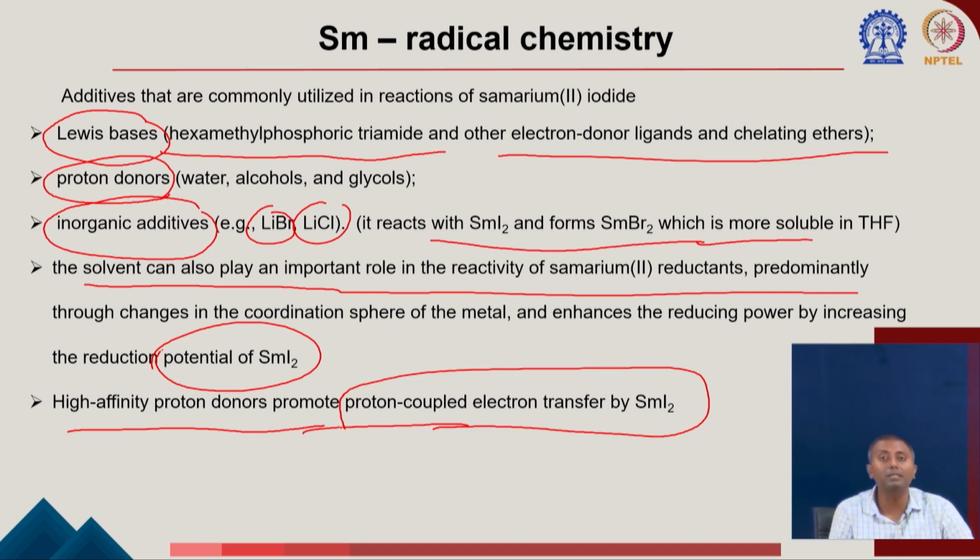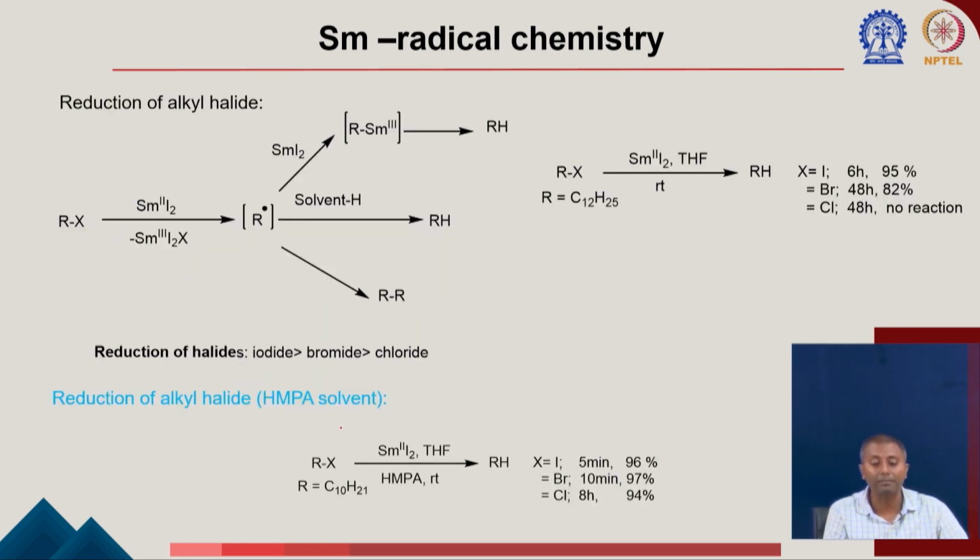So, the most important fact is, among these additives, some of the additives like lithium bromide help with the solubility, but other additives, HMPA or the protic additives, actually form some sort of a complex with the samarium iodide, so that there is a change in the redox potential. That is the important factor. So, first thing I am going to talk about is the reduction of alkyl halide here.